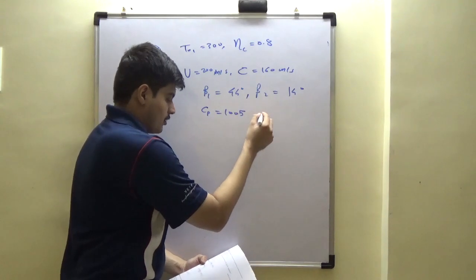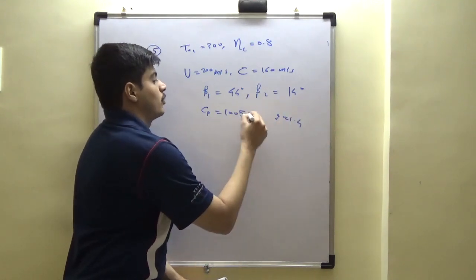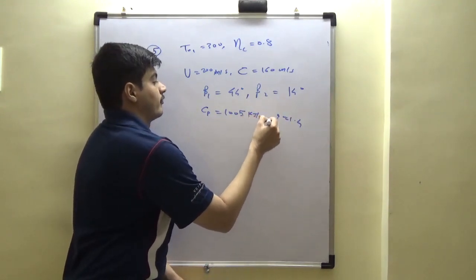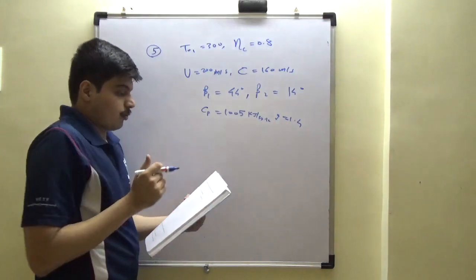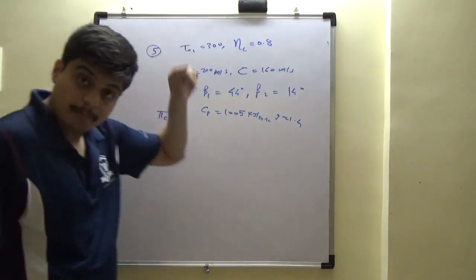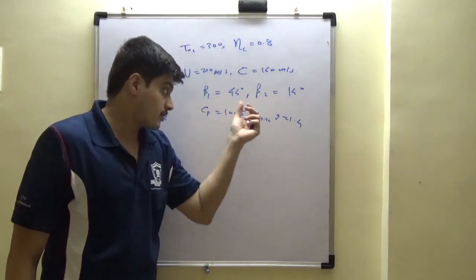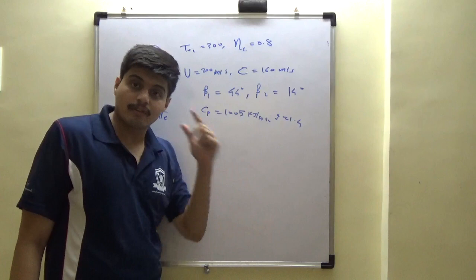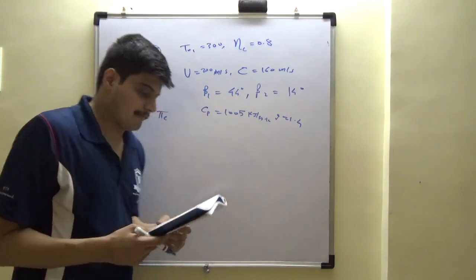CP 1005, gamma 1.4. What is the pi c? This is just the extension of the previous question, by the way. And this was in one of the another GATE exam. So this is one of the favorite topics to ask.